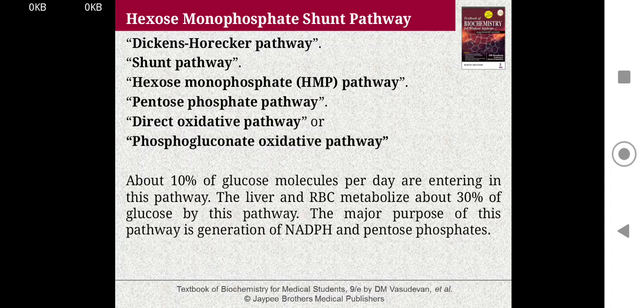About 10% of glucose molecules per day enter into this pathway. The liver and RBC metabolize about 30% of glucose by this pathway. The major purpose of this pathway is to generate NADPH and the pentose phosphates.